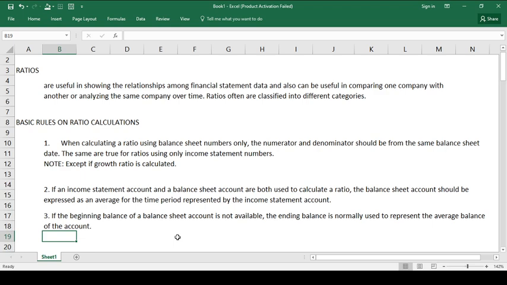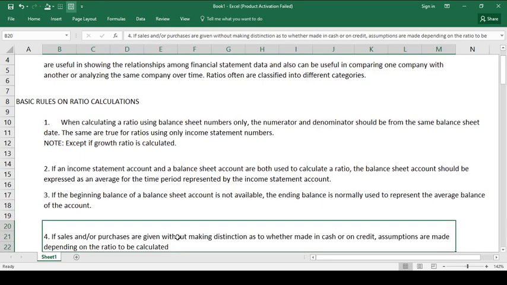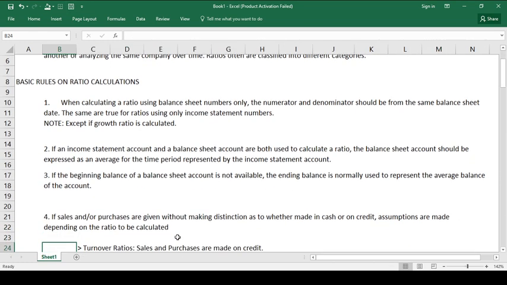The third rule in ratio calculation is that if the beginning balance of a balance sheet account is not available, the ending balance is normally used to represent the average balance of the account. Yun na po yung sinabi ko kanina, that if ever the beginning balance of the balance sheet account is not provided or not available, we will assume that the ending balance is the average balance of the said account. And then take note, the average balance is the beginning plus the ending balance divided by 2.